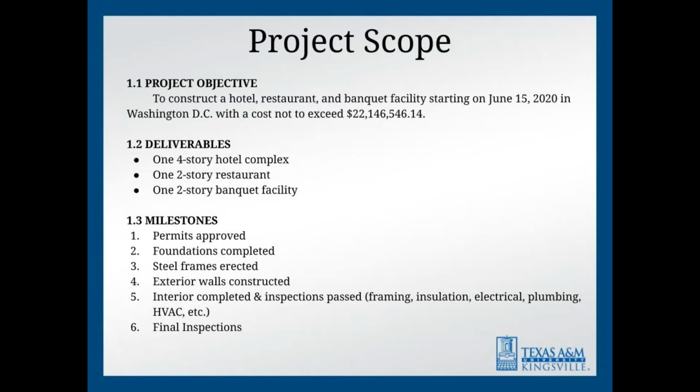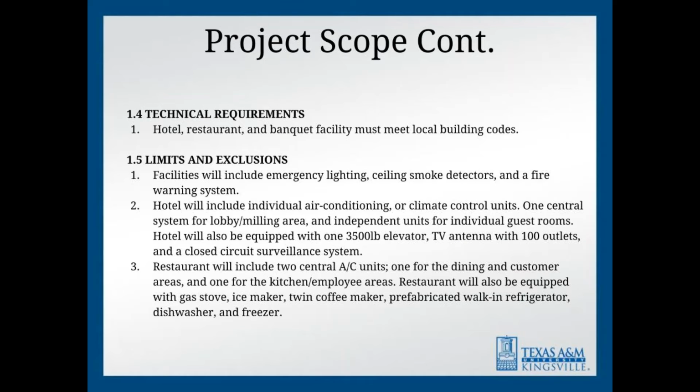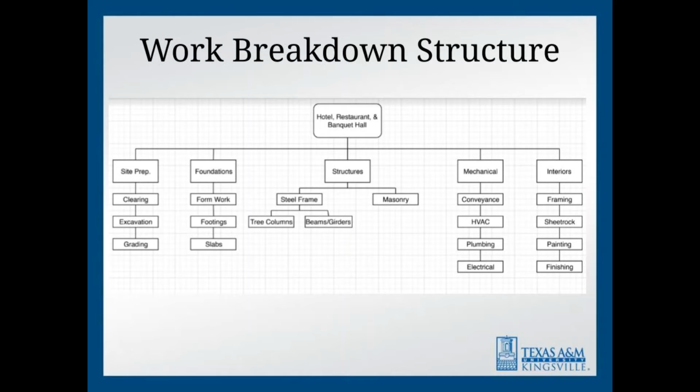We also included some milestones for the project, the main ones being the permits being approved and the final inspections. For the technical requirements of this project, we will have to meet the local building codes. Finally, we included the limits and exclusions for the facilities, which include the basic accommodations for these types of buildings. We then proceeded with the work breakdown structure of the project.